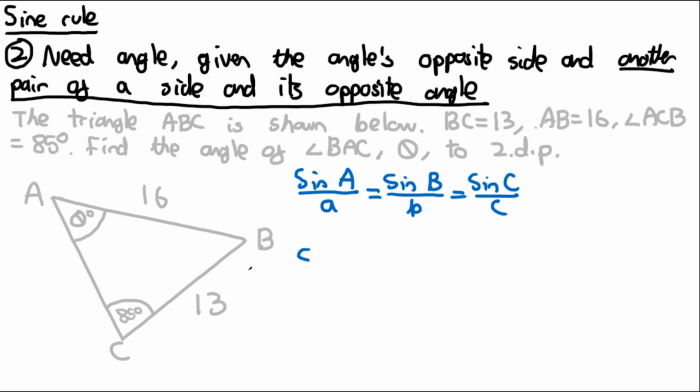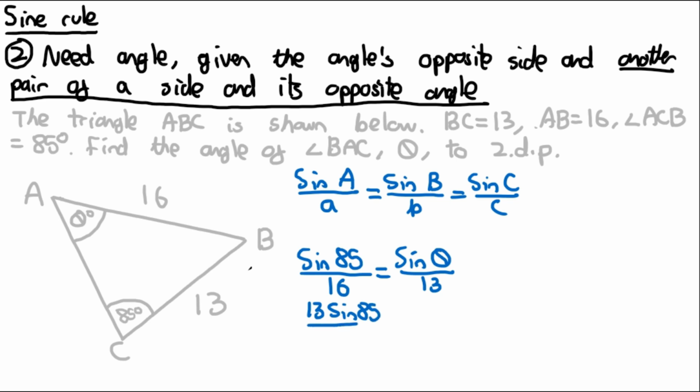So it's going to be sin 85 over 16 is equal to, and we have the opposite pairing here of the theta and the 13, to get sin theta over 13. Times both sides by 13 to get 13 sin 85 divided by 16 is equal to sin theta.